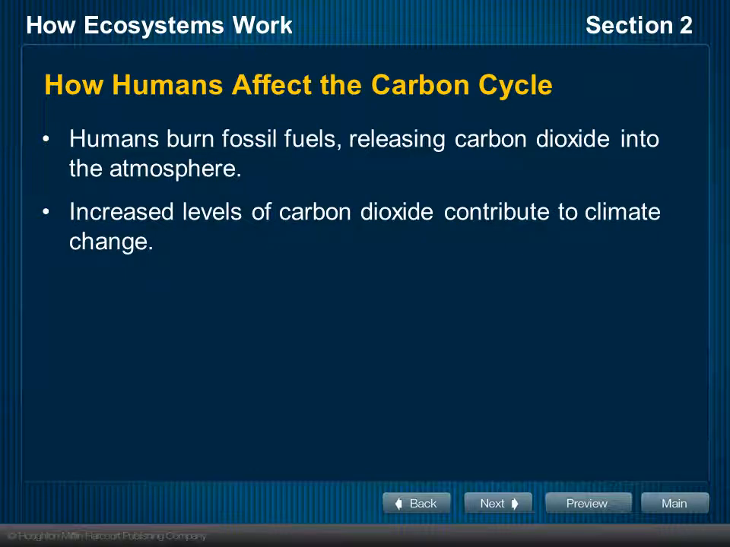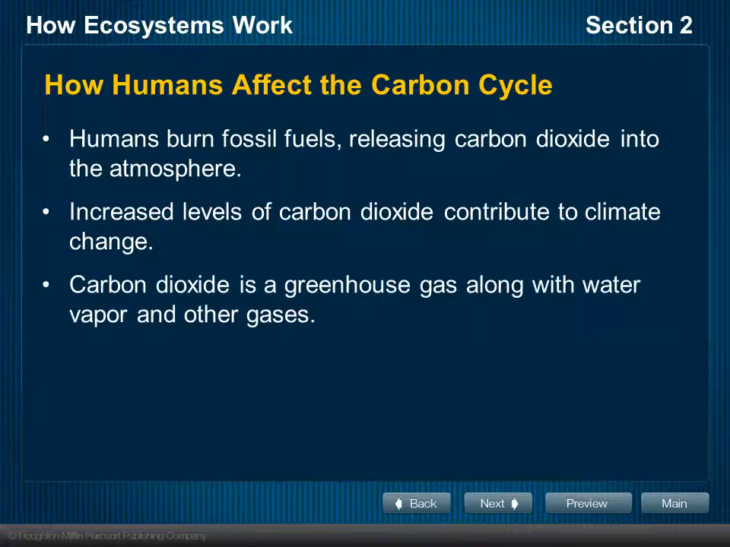And here again, this idea that increased levels of carbon dioxide contribute to climate change. We saw the video. That's at least one scientific theory. It's just important, I think, for you guys to know it's not the only scientific theory out there. So keep that in mind.